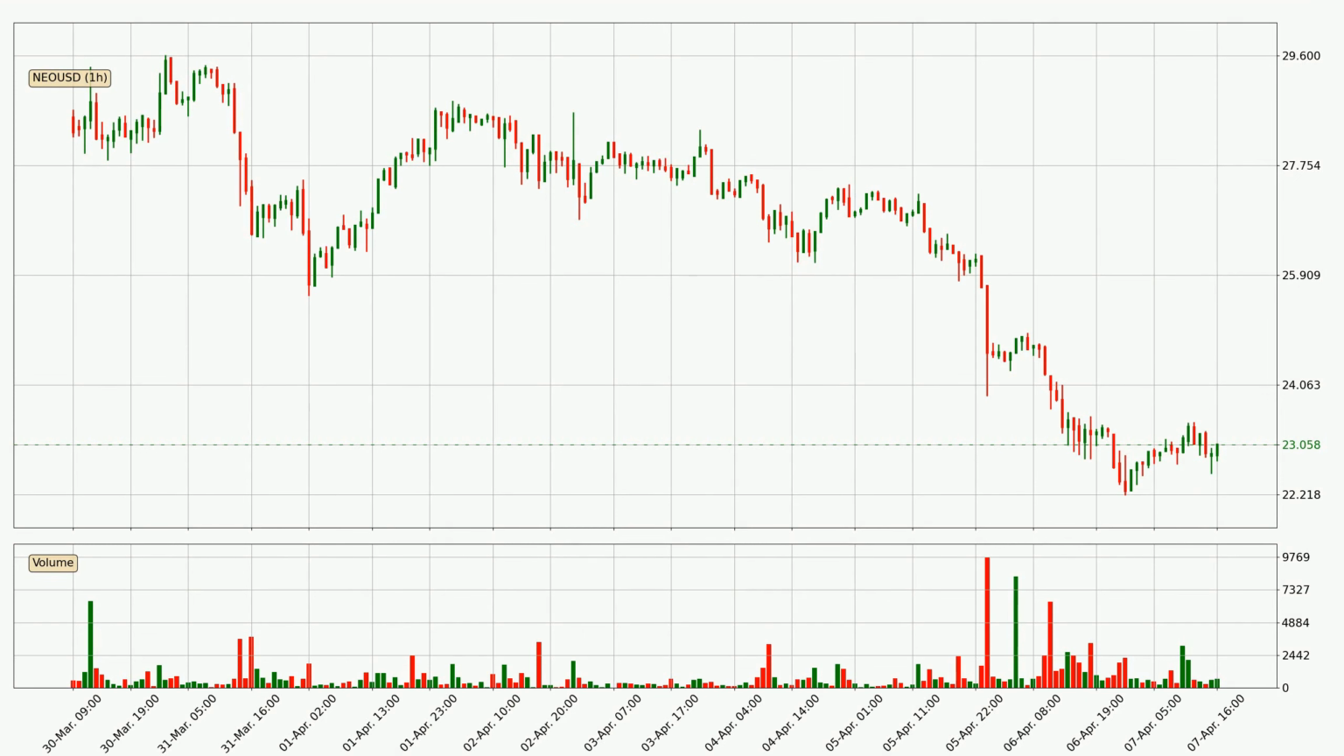Looking at the NEO hourly time frame, the price dipped down by around 4.3%, but then came quickly up again in the last 24 hours, with a current price of 23.1.